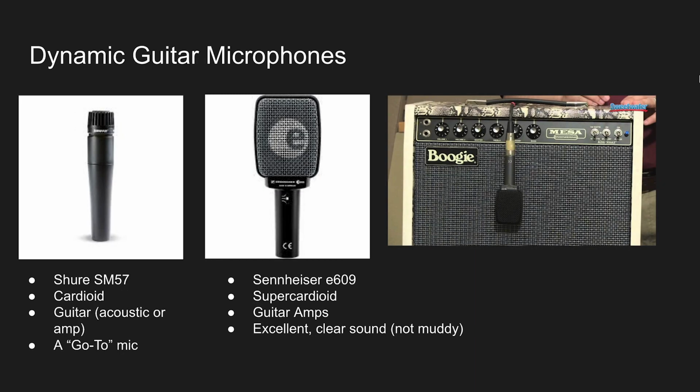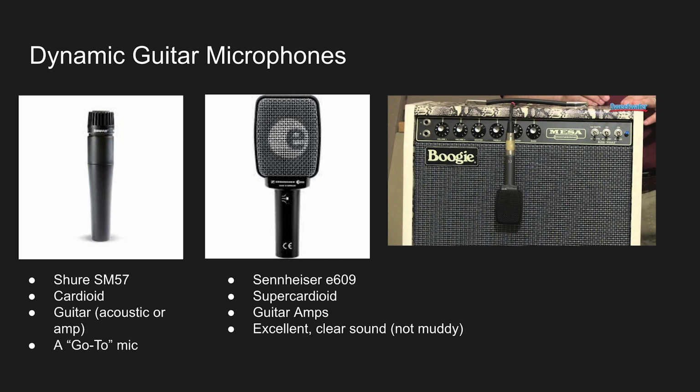From here, dynamic guitar microphones. So another big contender in the game, similar to the Shure SM58, is the Shure SM57. These are basically the same mics. Cardioid, often used on guitar. You can use it on acoustic or amps. And it's, again, another go-to mic in live sound.